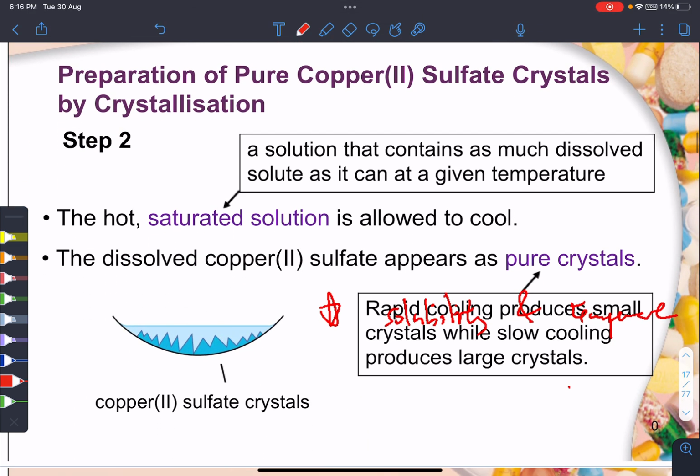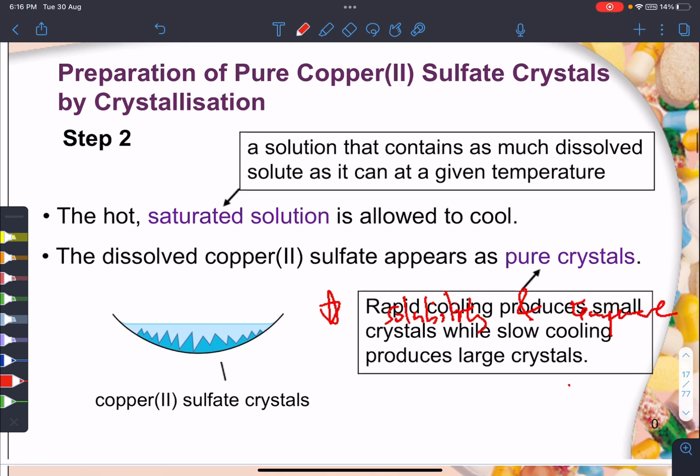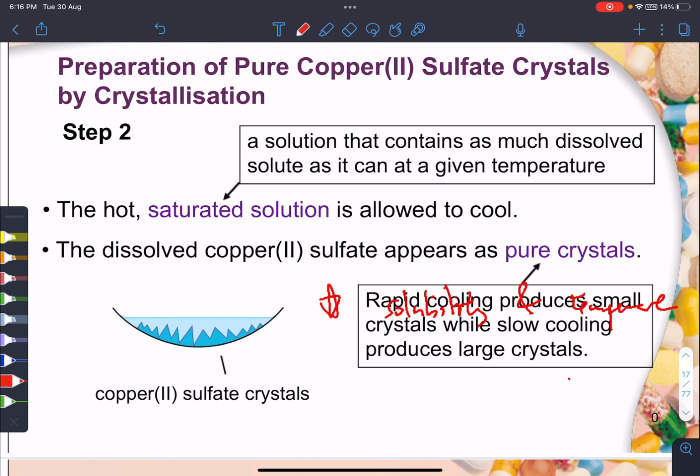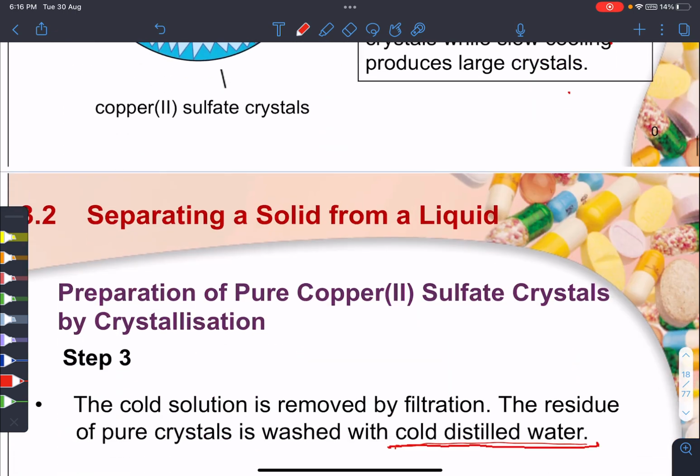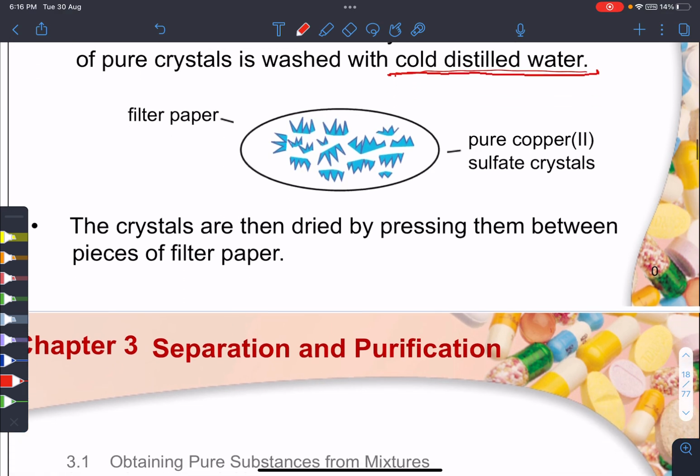Heat to saturation, let it cool and crystallize. Then how do you collect the crystals? You don't use your hand to pick them out, right? Technically you shouldn't do that because your hand may be dirty. You filter.